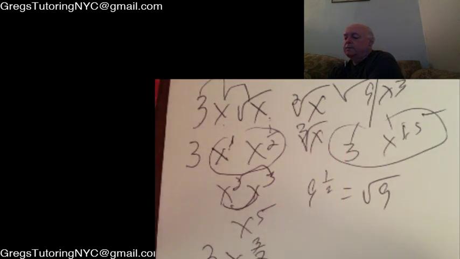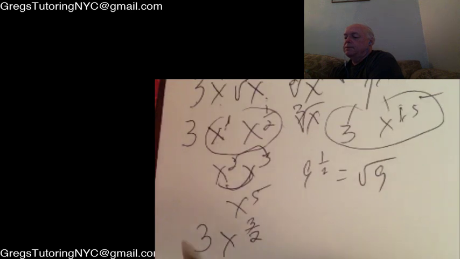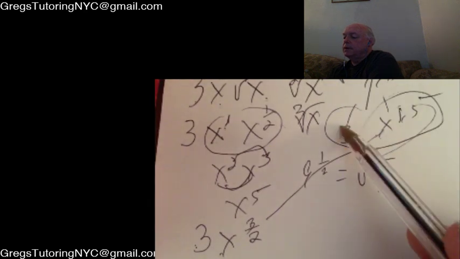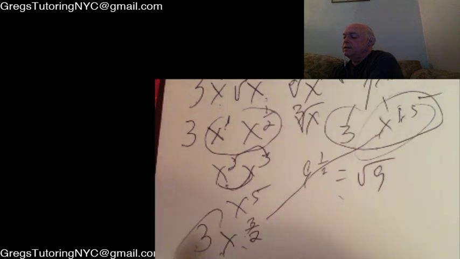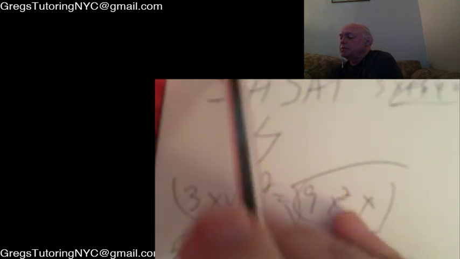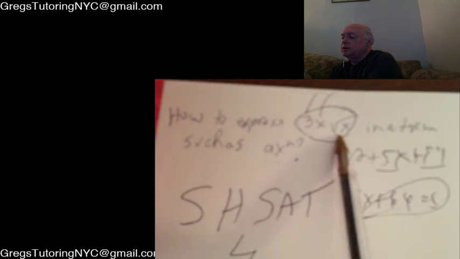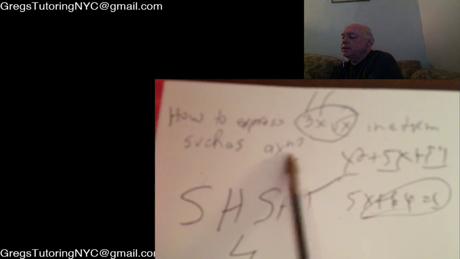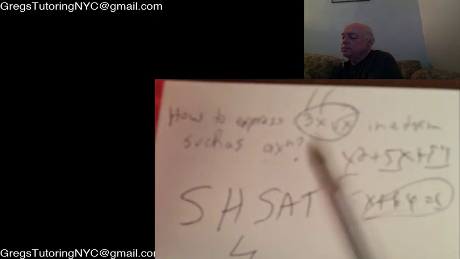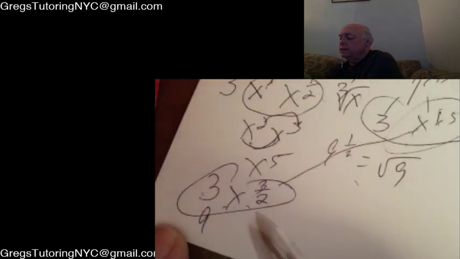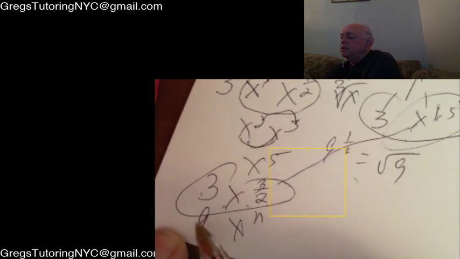3 times x to the 3/2. It's the same as what I got over here, 3 times x to the 1.5. And that's the answer they're looking for. When they ask how to express 3x times the square root of x as a term such as ax to the n, this is your a, and this is your x to the n. So a would be 3 and n will be 3/2. That's all they're looking for there.